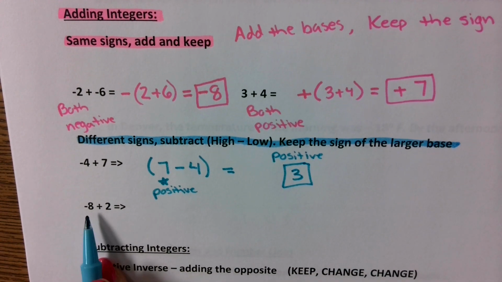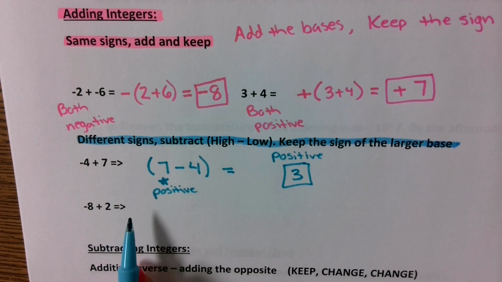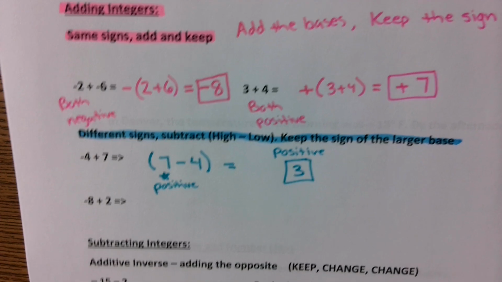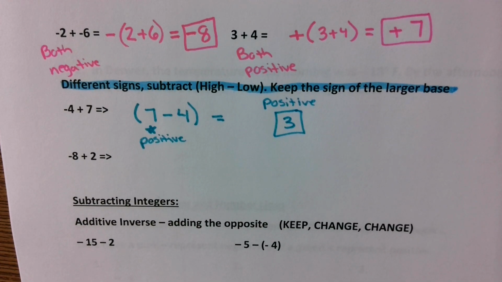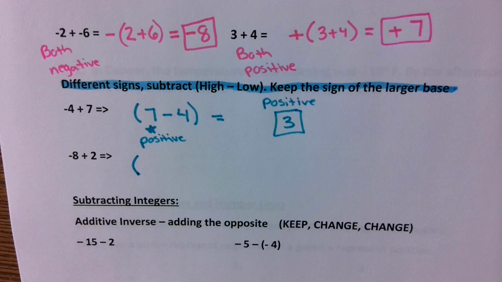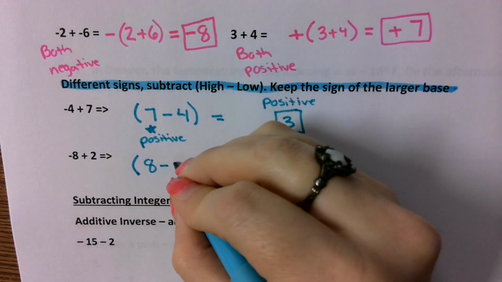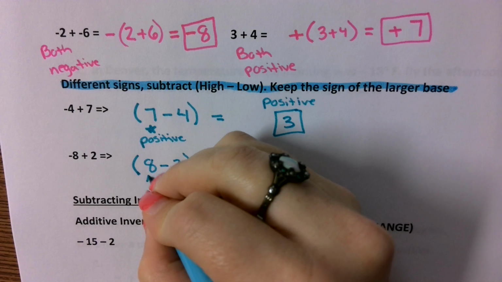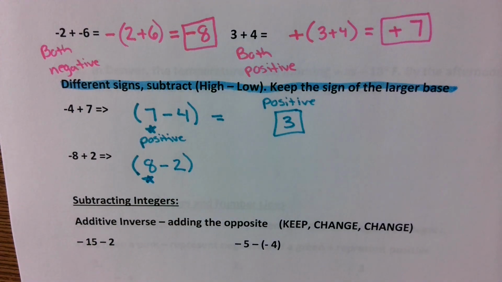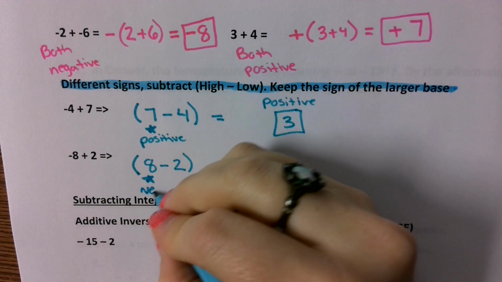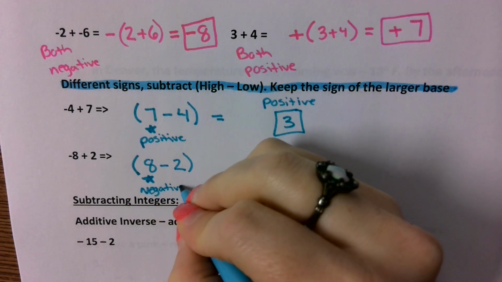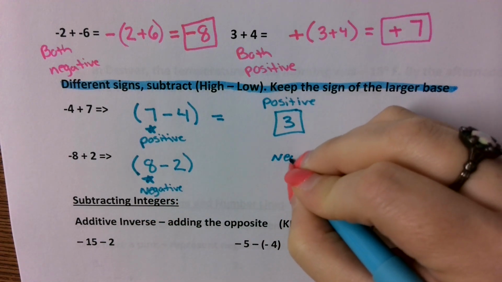All right, same thing here. We have a -8 plus 2. Again, I'm just going to ignore the signs, and just write it as a subtraction problem. Which one is the larger number? 8. Okay, so we're going to do 8 minus the 2. Now again, the 8 is the larger number. Was the 8 positive or negative? It was negative. So that means my final answer is going to be a negative.